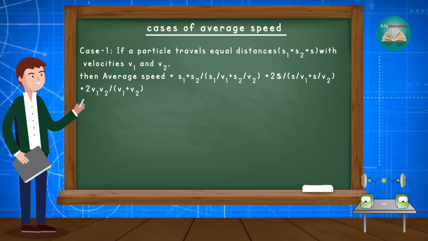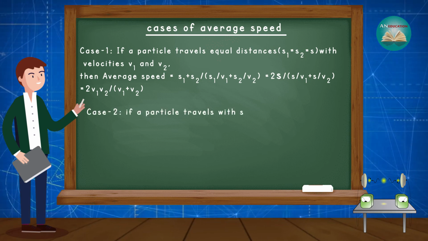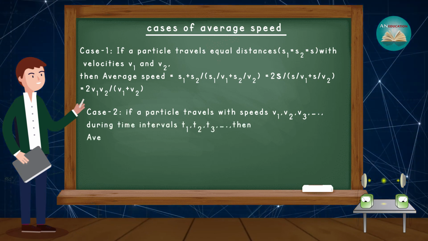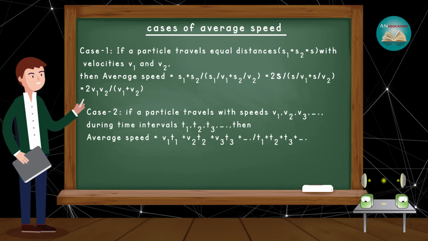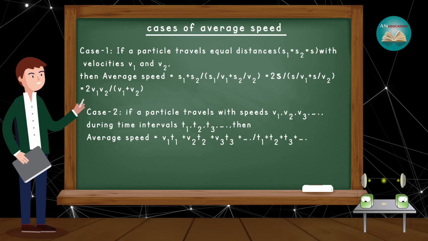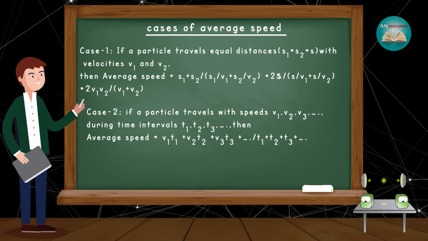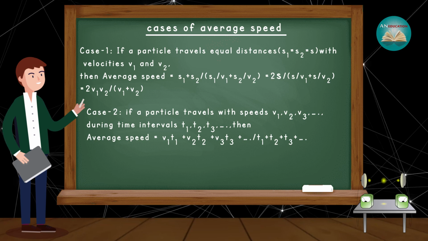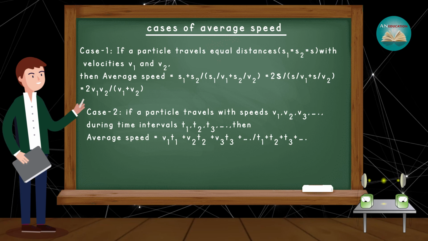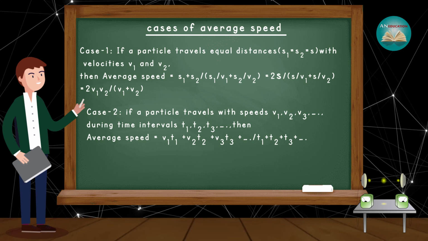Case number second, if a particle travels with speeds v1, v2, v3 and so on during time intervals t1, t2, t3 and so on, then average speed is equal to v1 t1 plus v2 t2 plus v3 t3 plus so on upon t1 plus t2 plus t3 plus so on.